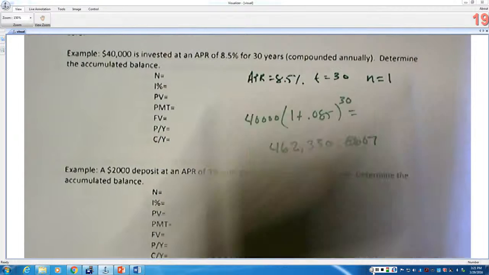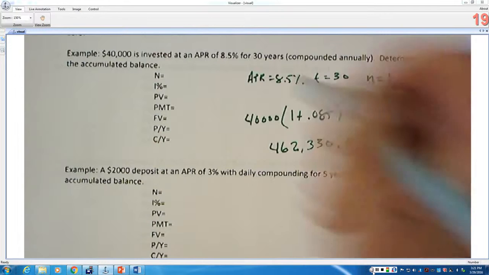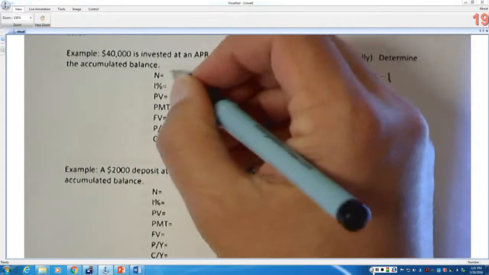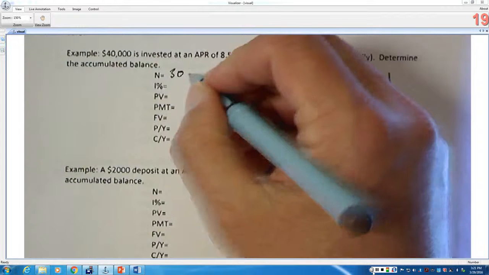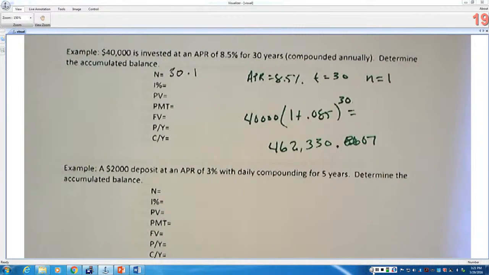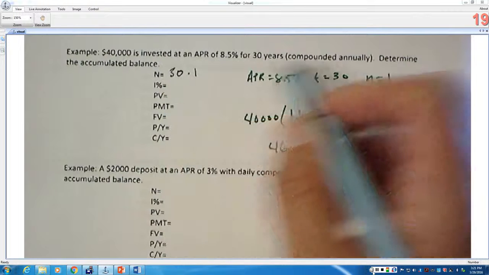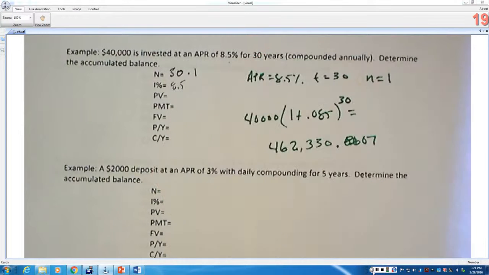So for example, here, what I could have done, instead of having to do the formula, I could have just said, okay, so my N, what is my N? My N is going to be 30. Okay, so my N is 30, and I'm going to compound it annually. So it's going to be times 1. My percent, that's my APR, so that's going to be, in this case, 8.5, so I could put 8.5.